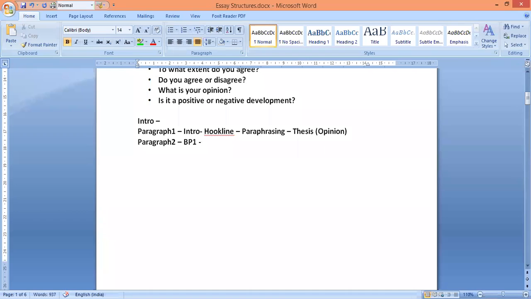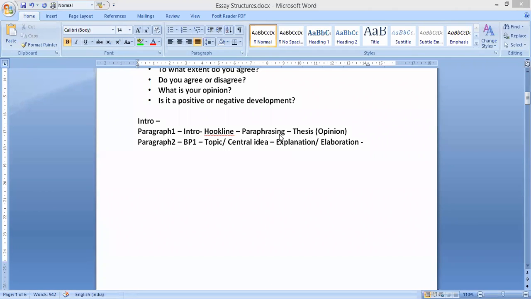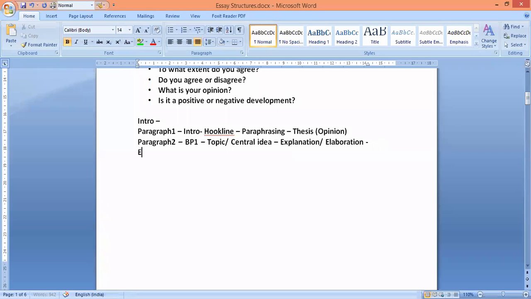What is the structure of BP1? Topic sentence, central idea, explanation, and example. Then explanation and elaboration, supporting idea, and last is a supporting idea with an example.